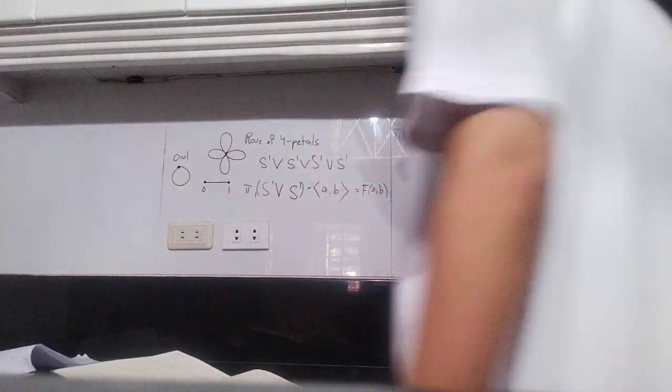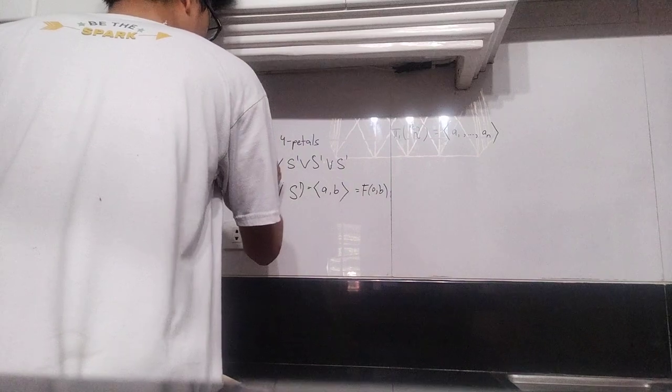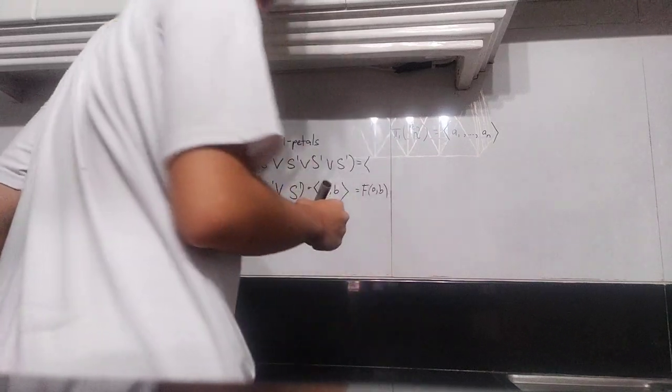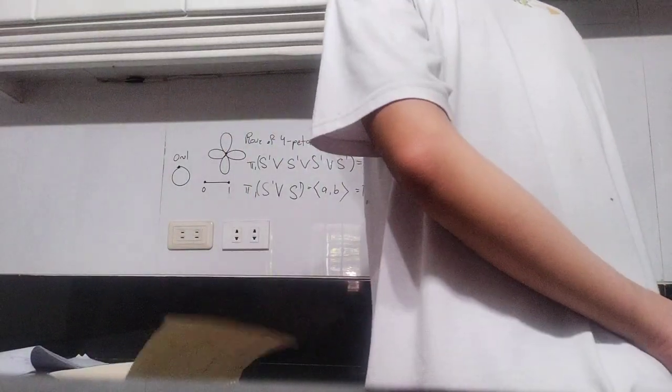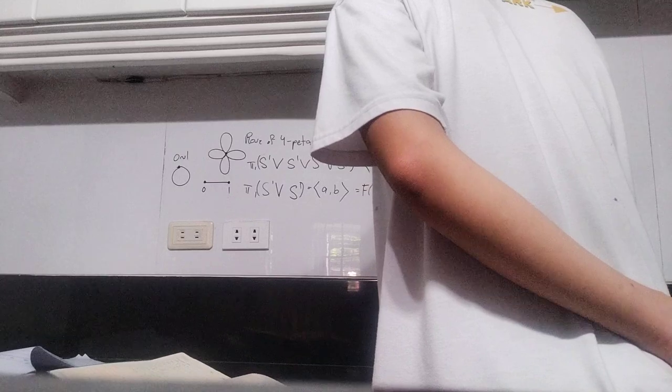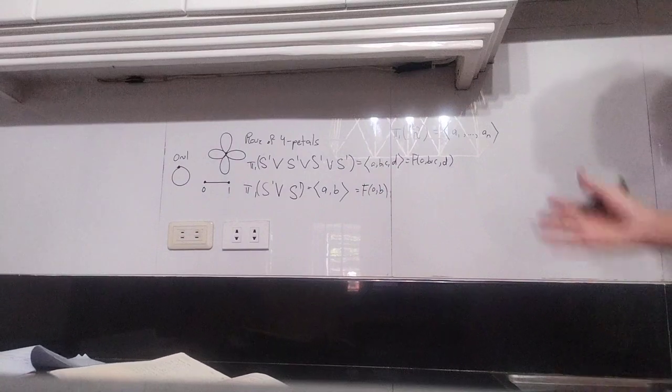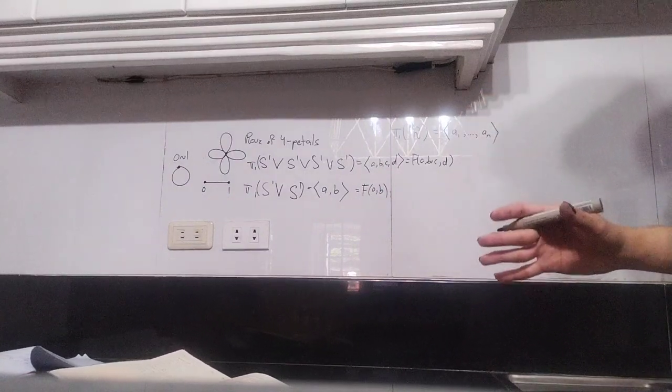And then for this one here, the four-petal rose, the fundamental group would be the free group on four generators, A, B, C, D, or F of A, B, C, D. Okay, so let's apply the procedure again and find the homology groups this time.